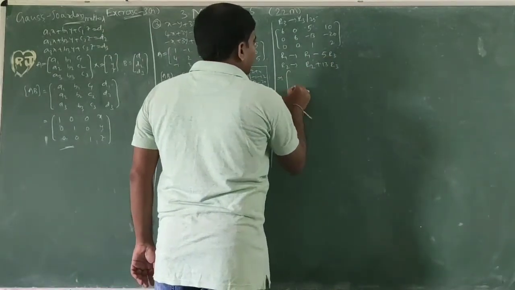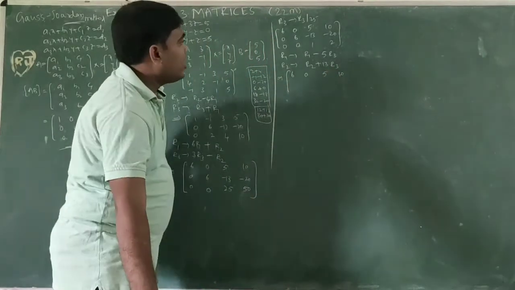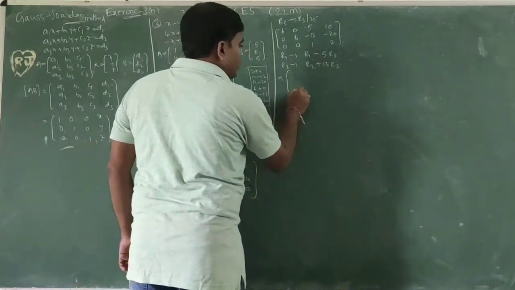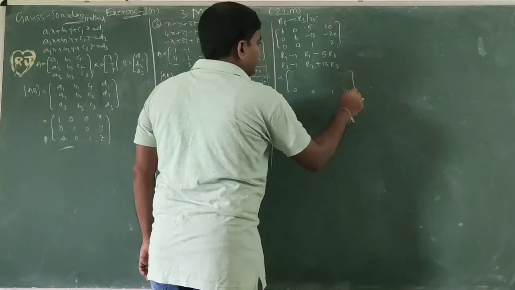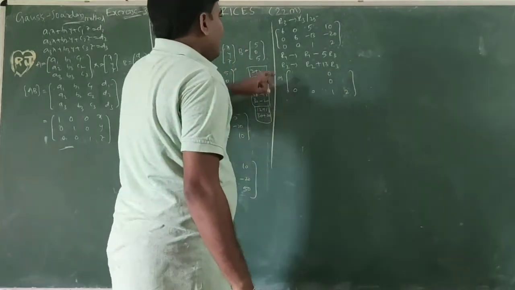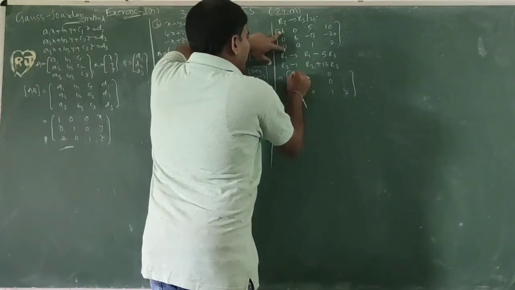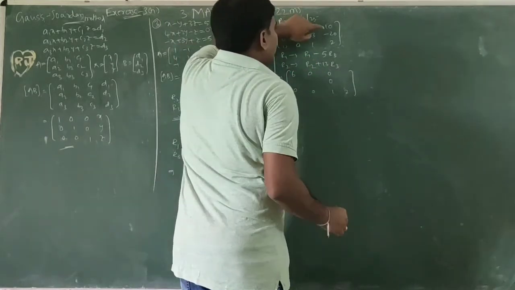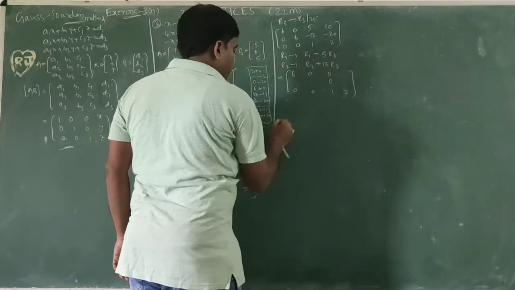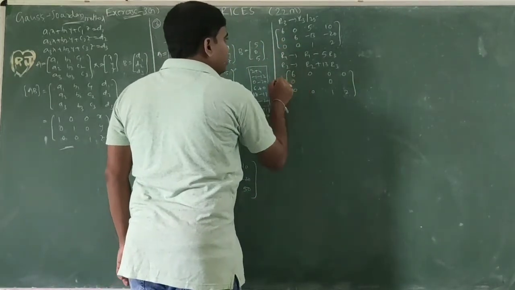So next, 6 0 5 10. R1 changing, R2 changing, R3 as it is, 0 0 1 2. To convert these two elements to 0, that's why it is 0. Now 6 minus 5 into 0 is 0, 6 minus 0 is 6. 2 zeros are 0. This is 10, minus 5 into 2 is minus 10. 10 minus 10 is 0. Now these two elements are 0 0.